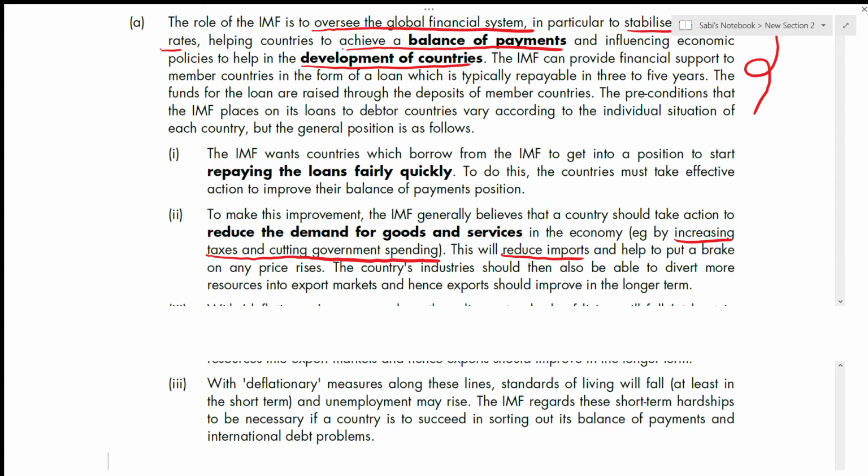But imagine if IMF had not put this condition there, that you should be able to repay the loan as quickly as possible, right? They will be relaxed. They will not take any actions to reduce demand, which will ultimately not improve their balance of payment position, right? Which means they are going into further debt. So this is how IMF is helping the country to improve, by giving a loan, but also telling them that you have to pay this loan as quickly as possible. How? By reducing demand.